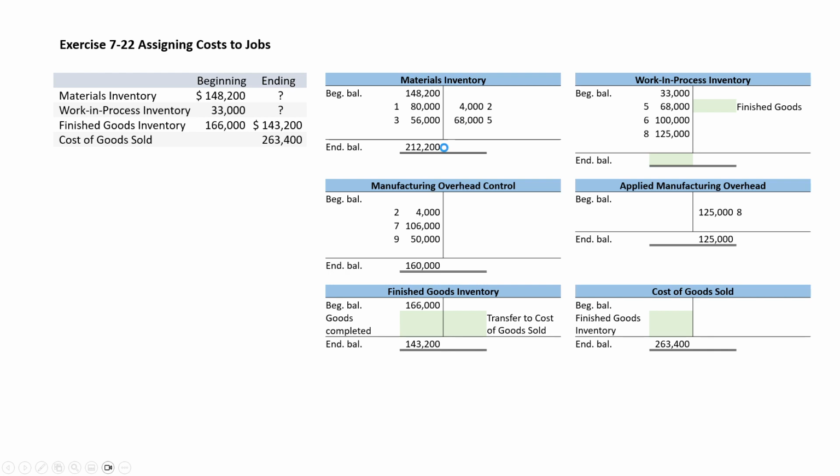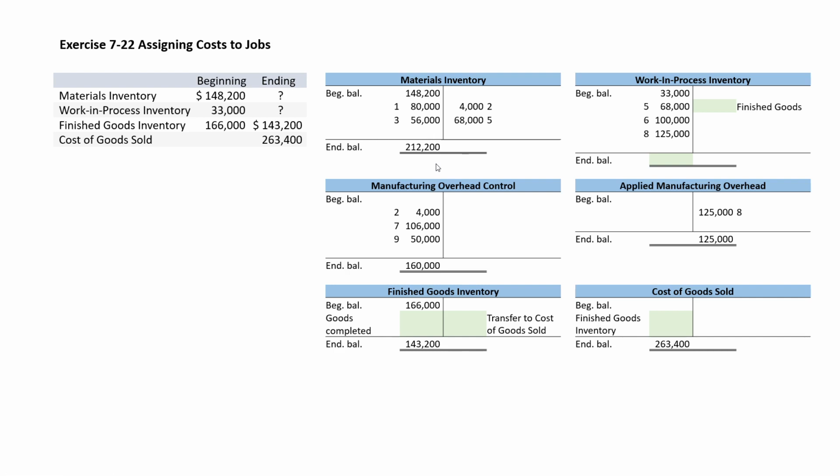All the entries that affect materials inventory, we've already recorded, so we can get an ending balance of 212,200. I got that by taking my beginning balance, 148,200, my debit of 80,000 where we purchased material, my additional debit of 56,000 where we purchased additional material, minus my credit of 4,000 for supplies or indirect materials used, and 68,000 credit, or reduction, of direct materials added into work in process, which got us the ending balance of 212,200.